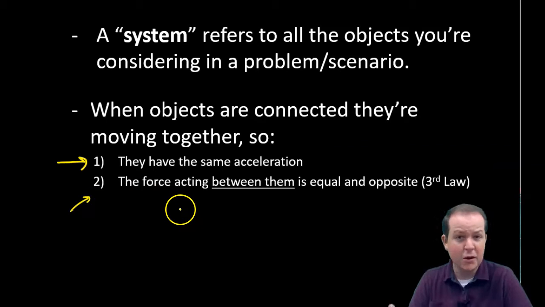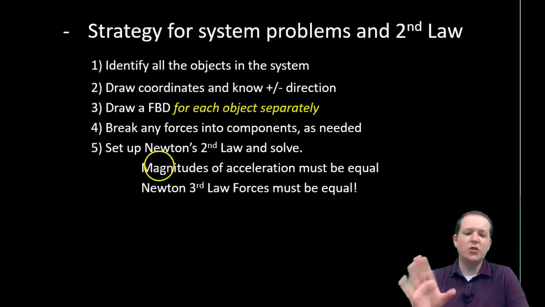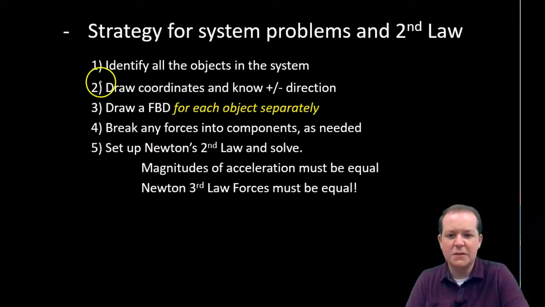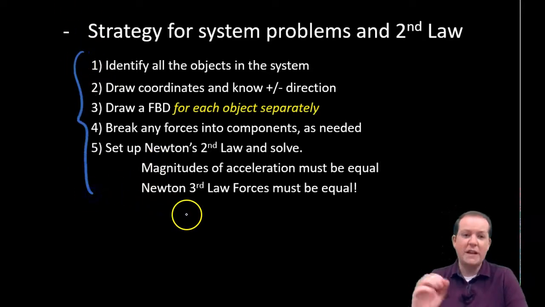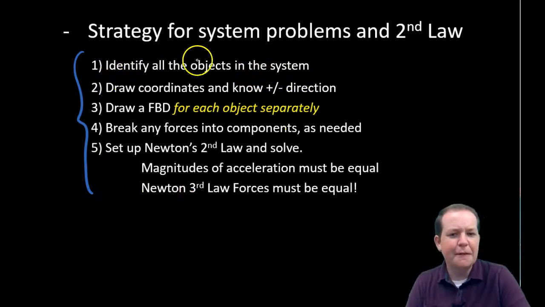to be equal and opposite. They're going to be the same value, the same magnitude. Remember that word? Okay, so what's our strategy? I can go pretty quick through this because it's mostly the same strategy always for our Newton's second law problems. Maybe a little bit different is right here.